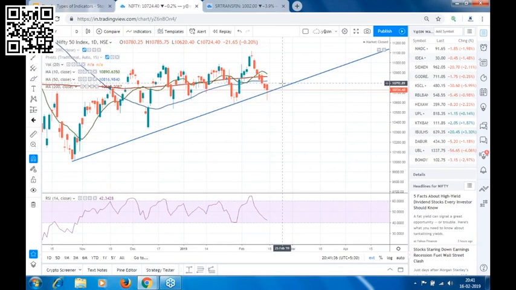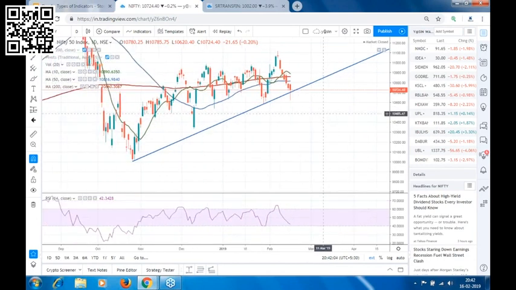But if there is a pullback in Nifty, then we have multiple resistances on top. Nifty at present is at 10,724. The first resistance will be the high of this candle, around 10,785. Then 10,820 will act as a resistance for Nifty, 815 to 820. So we have multiple resistances in Nifty.